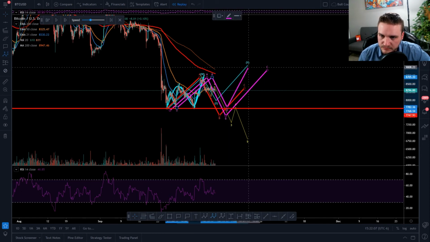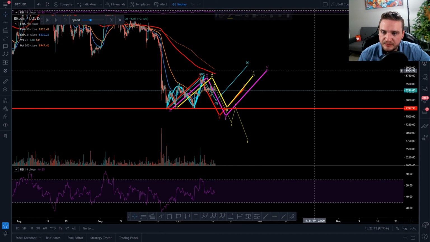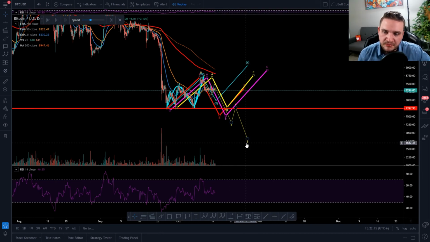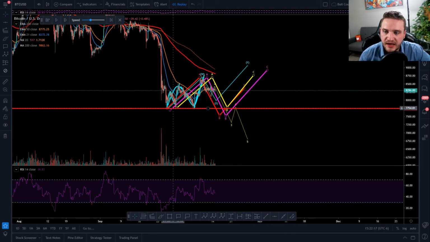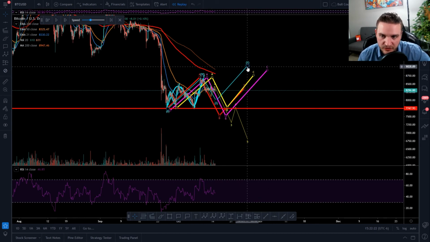And we'll just do a 1-to-1. So kind of a double bottom there. And let's change that up to yellow. Okay, so we've got an option for an impulse wave down. We've got several flat correction options here as well. And we've got a WXY correction.